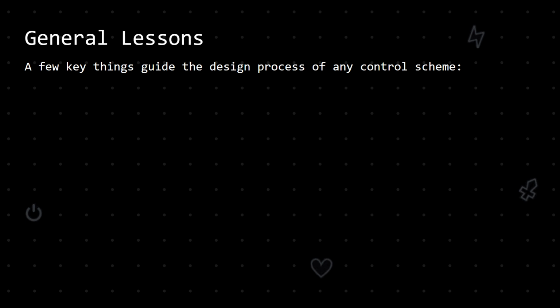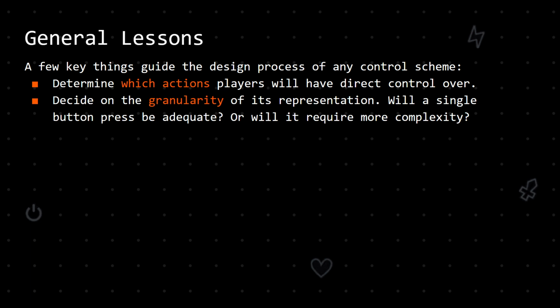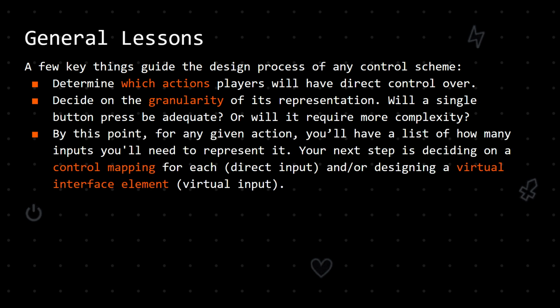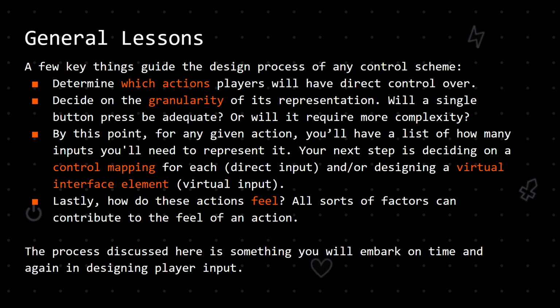Regardless of game context, a few key things guide the design process of any control scheme. First, determine which actions players will have direct control over. Then decide on the granularity of its representation. Will a single button press be adequate, or will it require more complexity? By this point, for any given action, you'll have a list of how many inputs you'll need to represent it. Your next step is deciding on a control mapping for each, for direct input, or designing a virtual interface element for virtual input. Lastly, how do these actions feel? Depending on the game context, all sorts of factors can contribute to the game feel of an action. All of these steps require design thinking and careful attention in playtesting. The process discussed here is something you will embark on time and time again in designing player input.